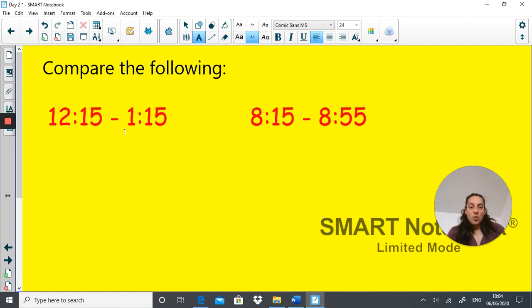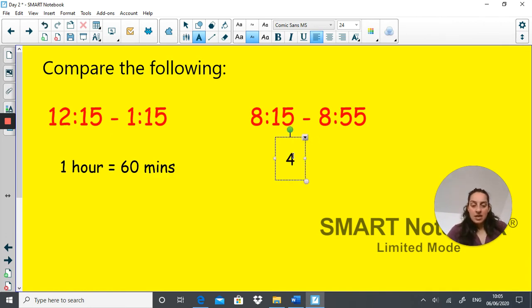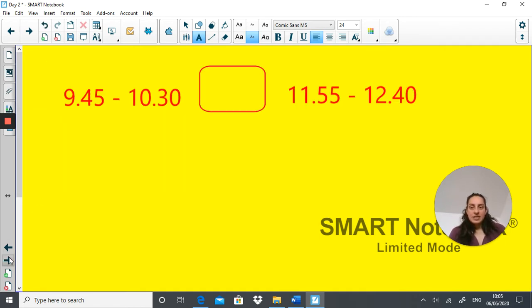So the time elapsed between 12:15 and 1:15 is 1 hour, which is the same as 60 minutes. I'll put that down because we're going to use minutes for the other one. Time elapsed between 8:15 and 8:55 is 40 minutes, and 60 minutes is greater than 40 minutes. Good. Now try this one. Off you go.